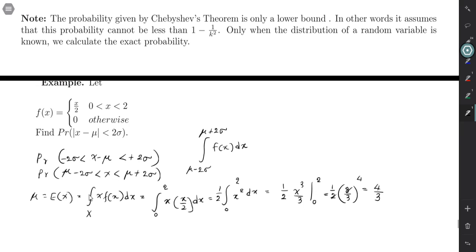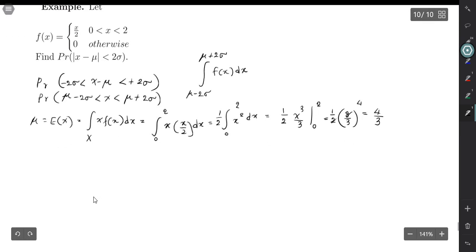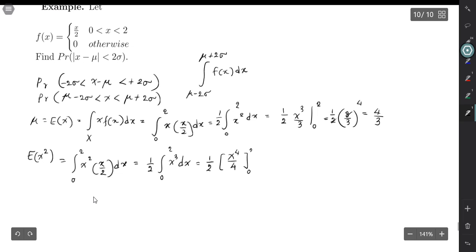Next we need the variance. To find the variance, first we need the second moment about the origin, or E of x squared. So if you do that, you have the integral of x squared times f(x), which is x over 2 dx. Take the antiderivative and evaluate it from 0 to 2. 2 to the power 4 is 16, so you get 16 over 8, which is 2.